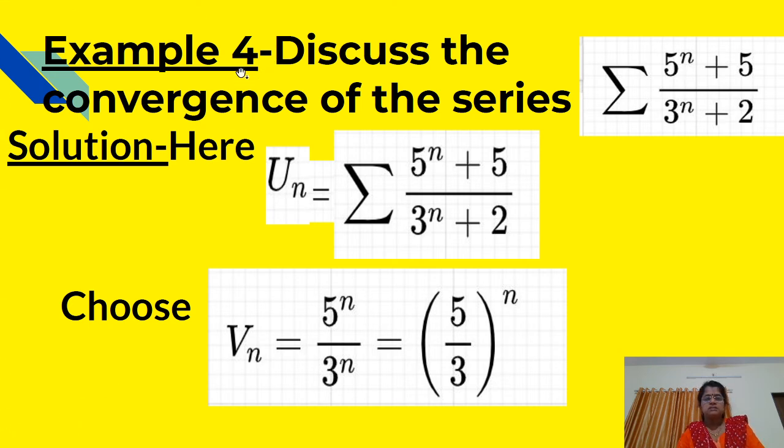Now see the example 4. Discuss the convergence of the series summation (5 raised to n plus 5) divided by (3 raised to n plus 2). Here un is equal to (5 raised to n plus 5) divided by (3 raised to n plus 2). Now we will choose Vn is equal to 5 raised to n divided by 3 raised to n, which is also equal to (5 upon 3) raised to n.